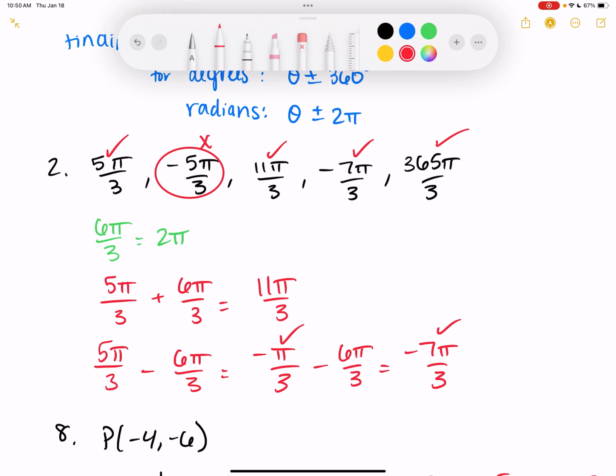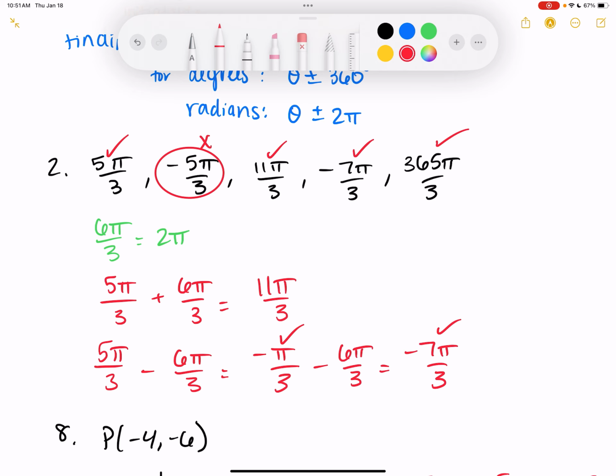So I knew this one was also coterminal. I went from negative pi over 3 to negative 7 pi over 3, meaning no value in between can be coterminal with it. So that's why I went to that. And then I just didn't test 365, but it's going to work, because I've already found the one that doesn't, and they said find the one that doesn't.